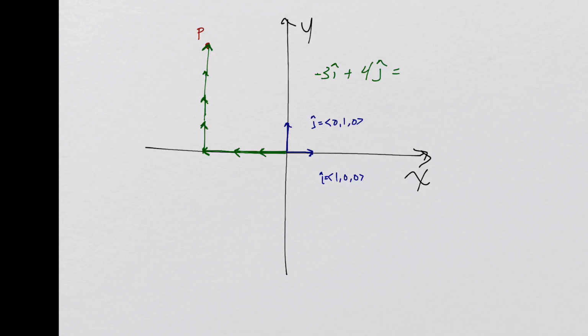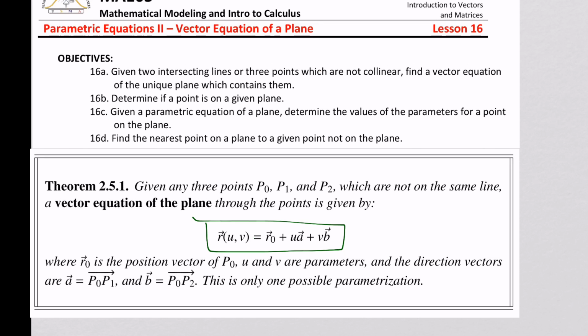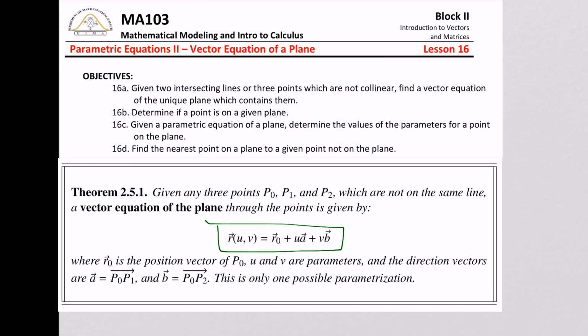Now when we go back and look at this theorem 2.5.1, maybe it'll make sense, right? I'm going to focus really on what's down here. It says that this vector r of u and v, those are the 2 parameters, is equal to r naught plus u times a plus v times b. If you think about it in the context of the problem we just did, this a vector is synonymous with the standard basis vector i, and the b vector is synonymous with the standard basis vector j, right? Those were the 2 directions that we were allowed to travel, okay?